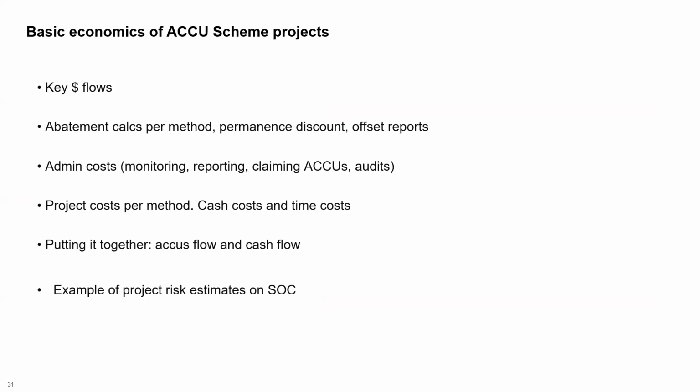What's cash cost and what's time cost, because more often than not, the landowner actually does stuff on their own time. That still has a cost, so you need to account for it. Then we'll put it together. We'll look at the ACCU flows and cash flow of real projects to see how different they are depending on methods, and what you have to be careful of if you want to manage your cash flow if you're a self-proponent, or how using a third party like RFM you can actually have that cash flow smoothed for you.